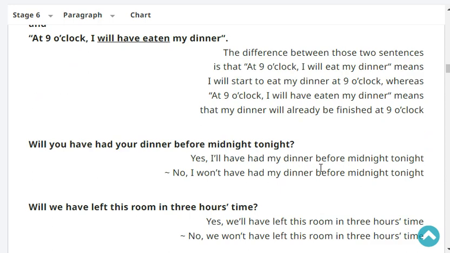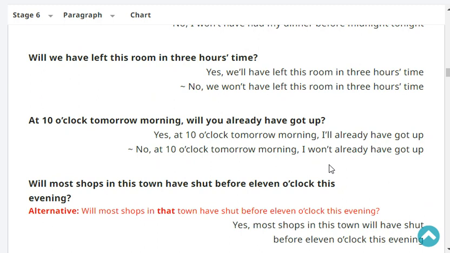Will you have had your dinner before midnight tonight? Yes or no? Yes, I will have had my dinner before midnight tonight.